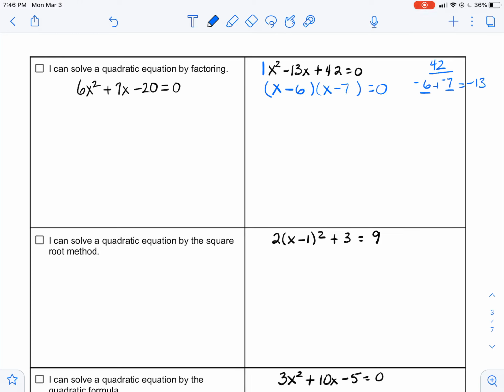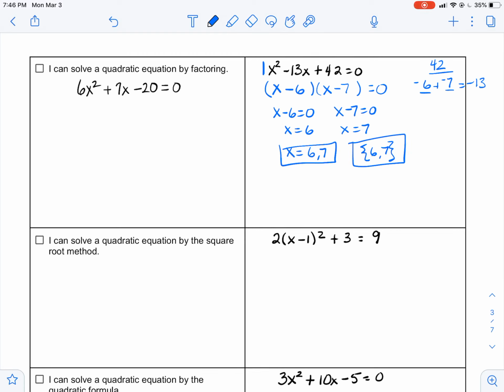Okay? And then I set each factor equal to 0 and solve. Remember, you should either write your answer together or as a set. That is the preferred method rather than just saying x equals 6, x equals 7, but either one of these would be acceptable. So that's when a equals 1. For this one, a equals 6.